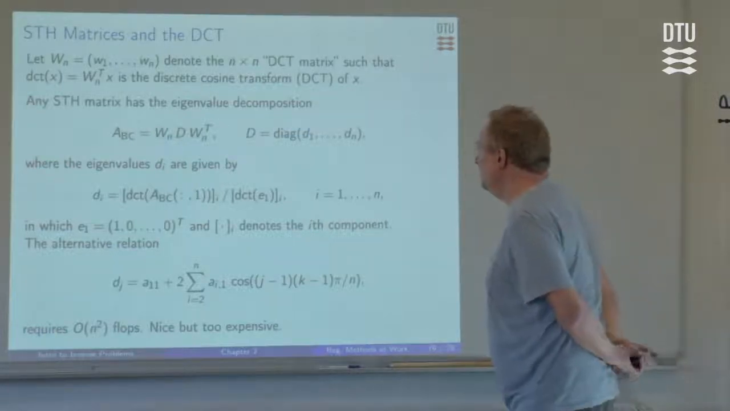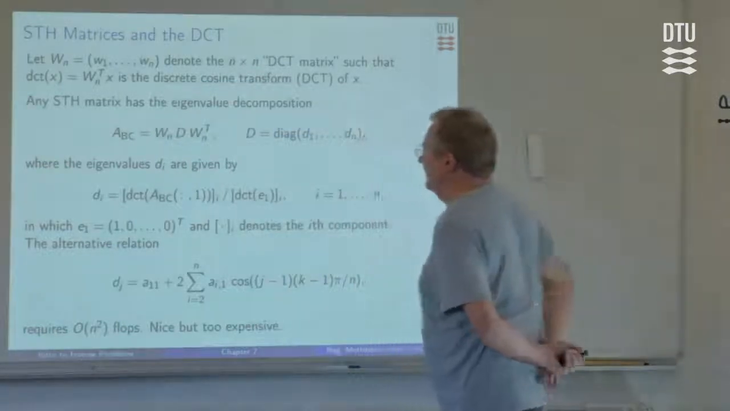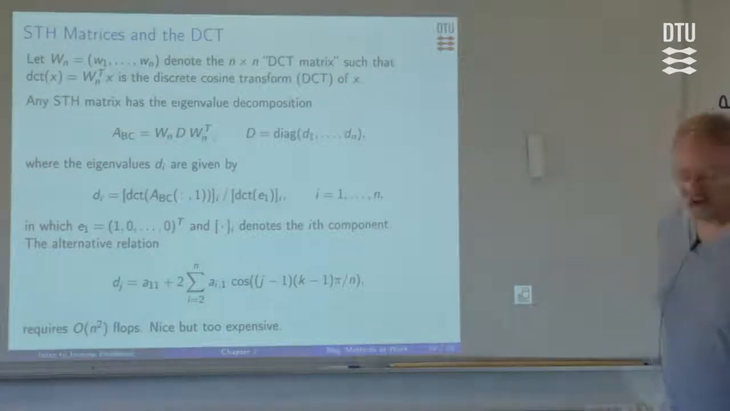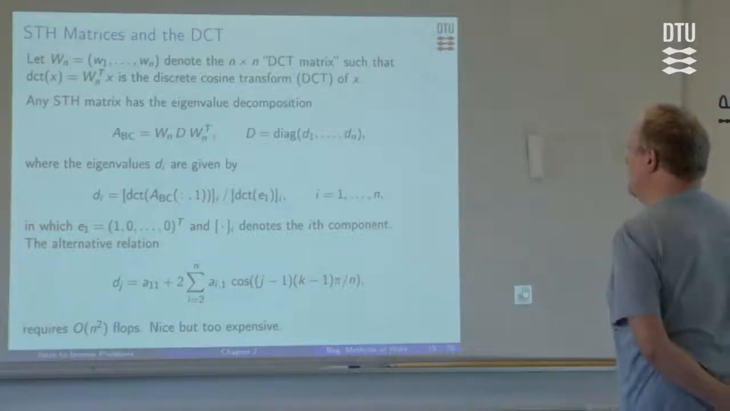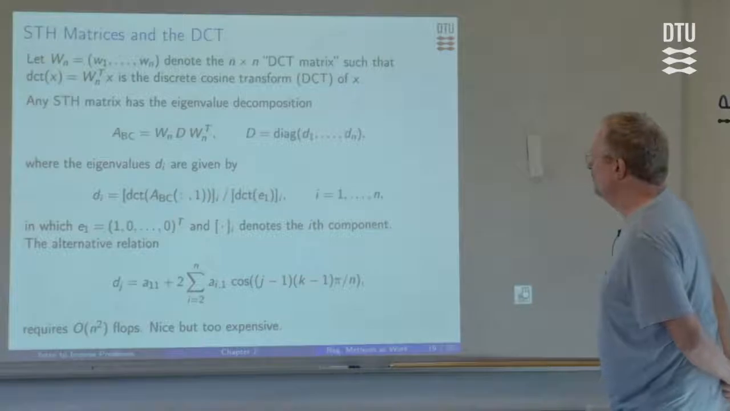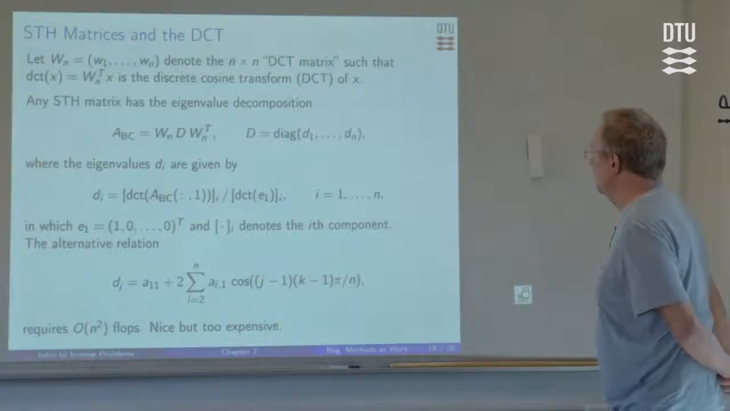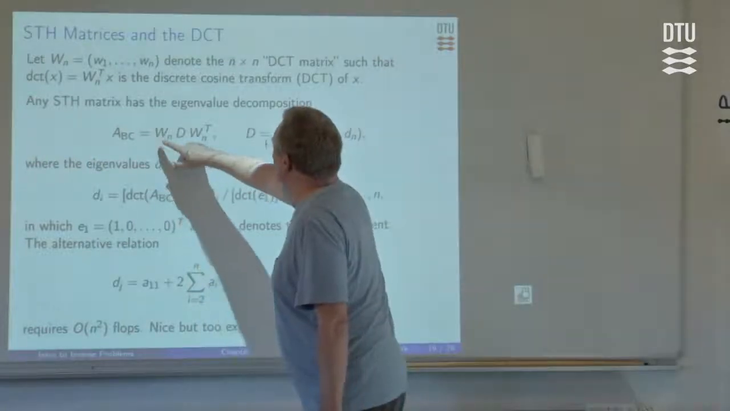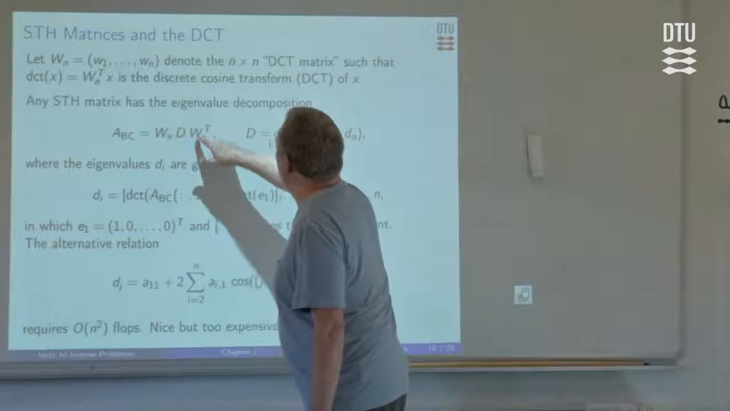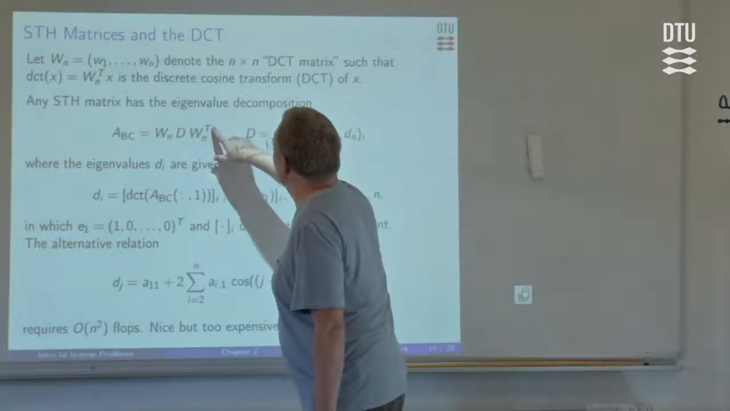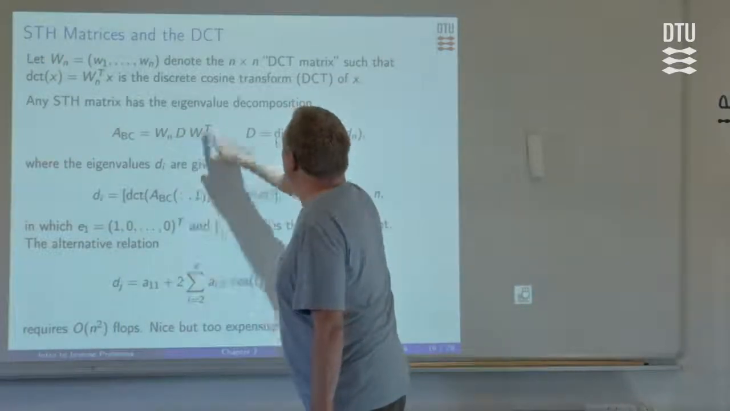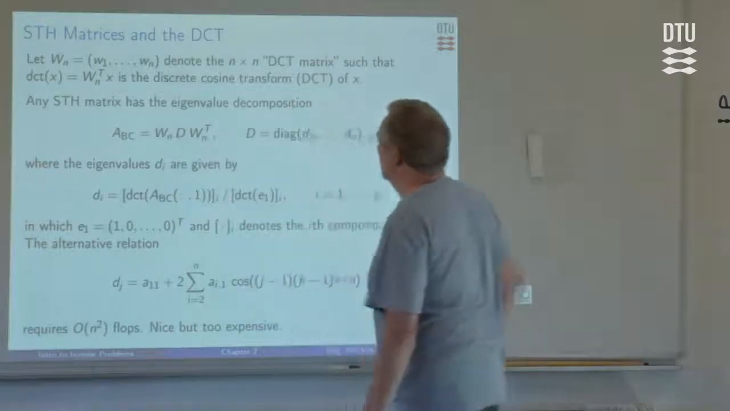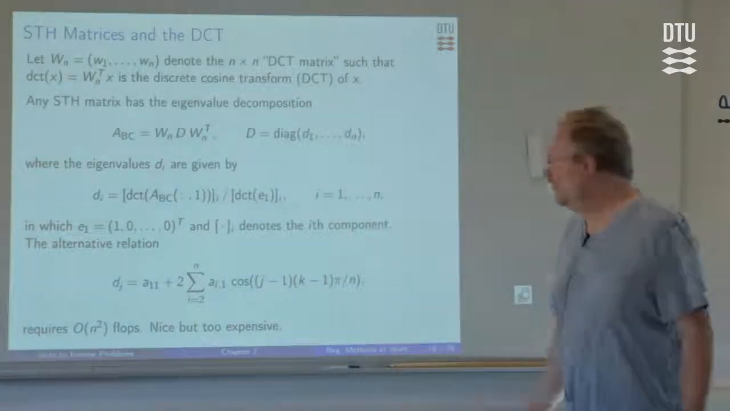And the diagonal matrix here, how do you actually compute those diagonal elements? Well, basically, you can compute them by means of that relation sitting there. I'm not going to derive why that is so, but you see, you only need to do a couple of DCT computations, and then you have the diagonal elements of that matrix. So you have a matrix, you have a diagonal matrix, and you have a matrix again that is the inverse of the first one. And it's actually a transpose here because it's an orthogonal matrix. So that is the eigenvalue decomposition.